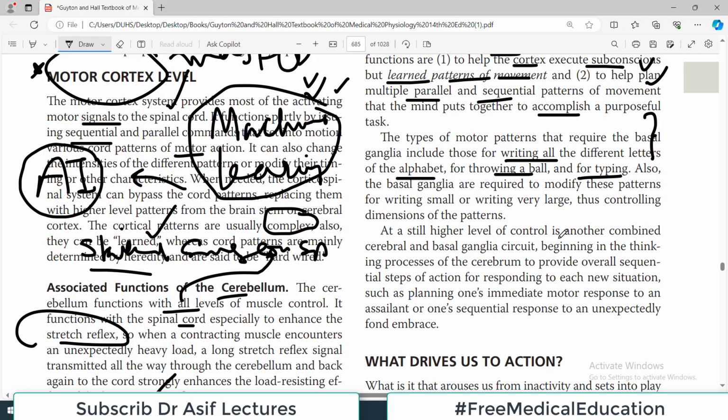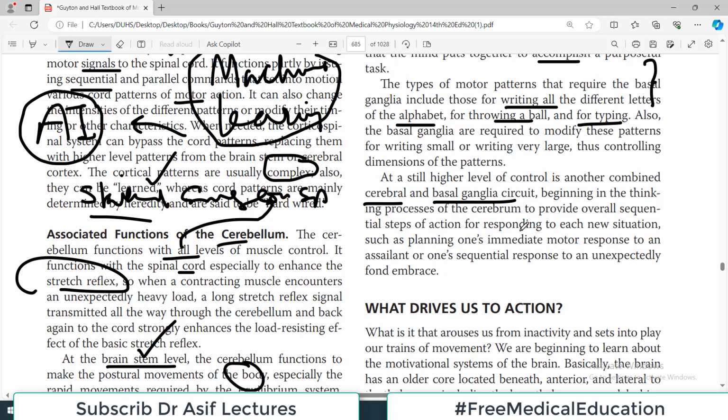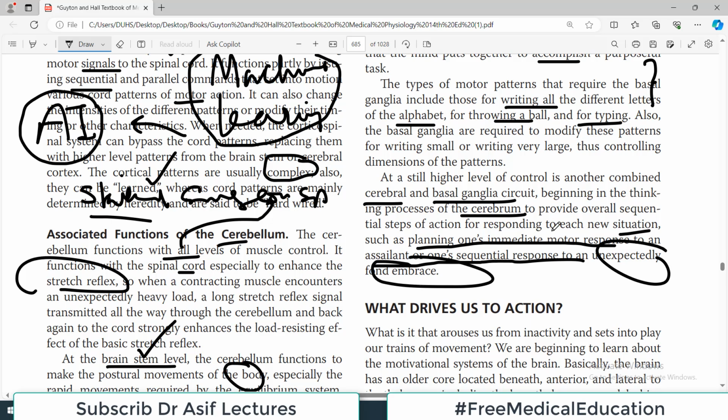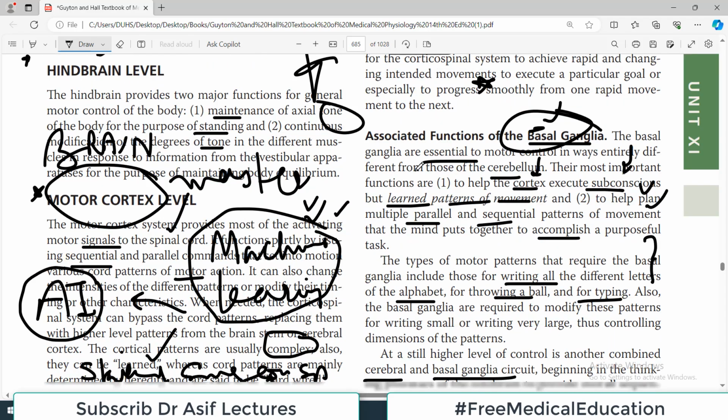At a still higher level of control is another combined cerebral and basal ganglia circuit, beginning in the thinking process of the cerebral cortex, to provide overall sequential steps of action for responding to each new situation, such as planning one's immediate motor response to an assailant or one's sequential response when unexpectedly embarrassed. So the point is that for your sudden responses, when something is going on in your mind, that I will do this, the thinking loop of the cerebral cortex gets involved, and that then also has to talk to the basal ganglia in order to execute the movement.